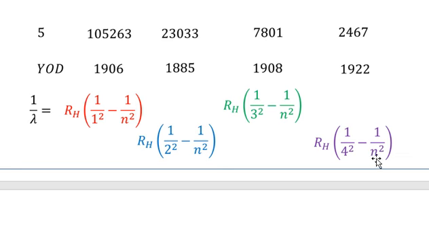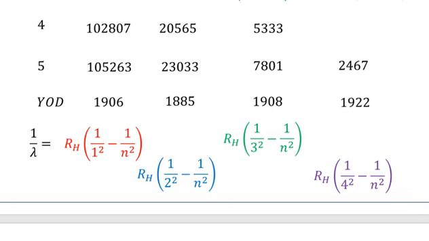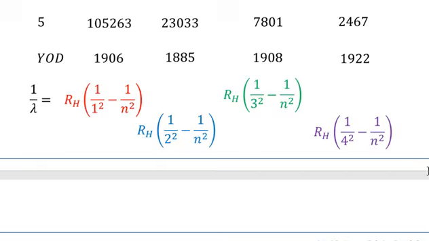And the other levels, for example, n for the Brackett series will be greater than 4. So it will be 5. For example, it will start from 5. So you see that if you are talking about the Lyman series, in which the first level is the ground level, then n will start from 2, 3, 4, 5, and so on.